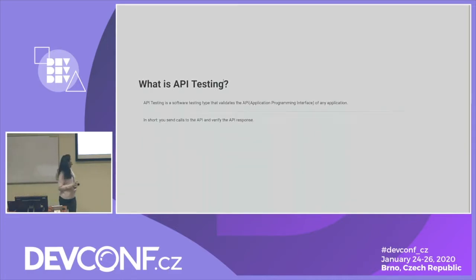What is API testing? API testing is a type of software testing that validates the application programming interface of any application. In short, you send calls to the API and verify the response. You need 2 things for this. You need a tool to drive the API, and you need to write your test code to test the API.